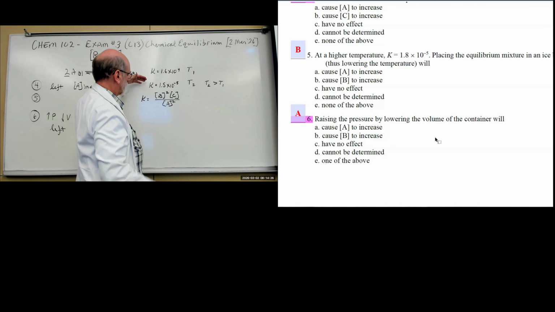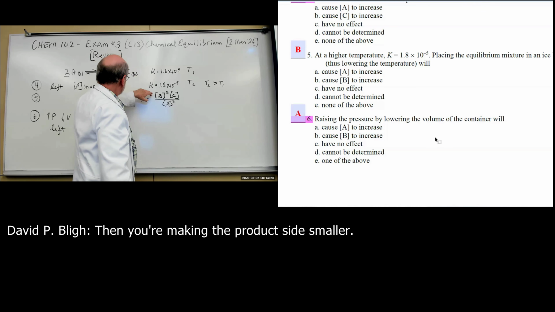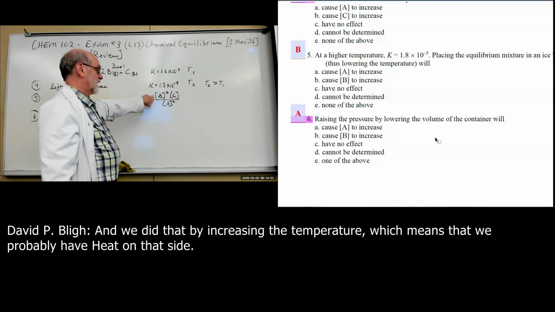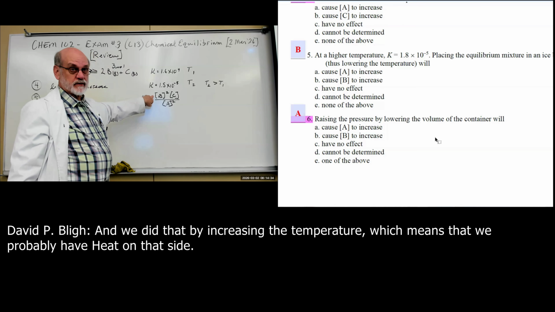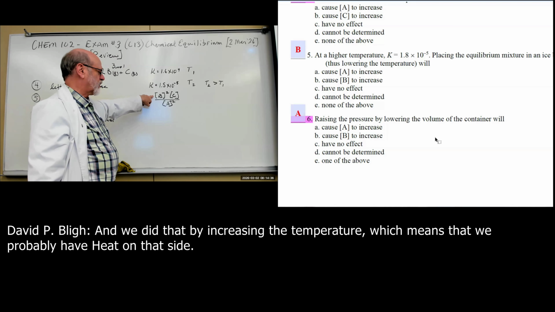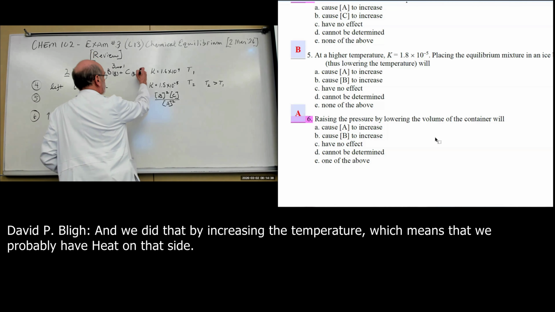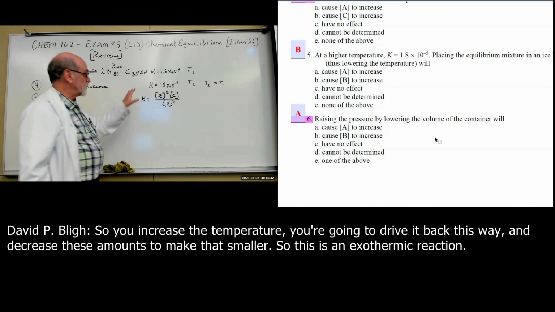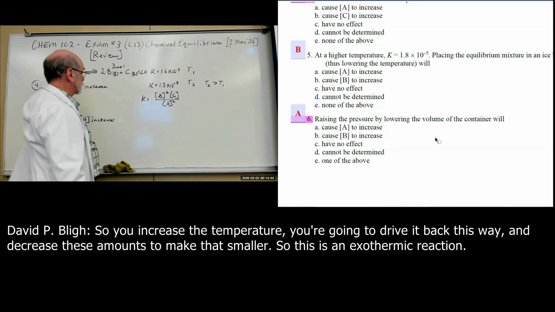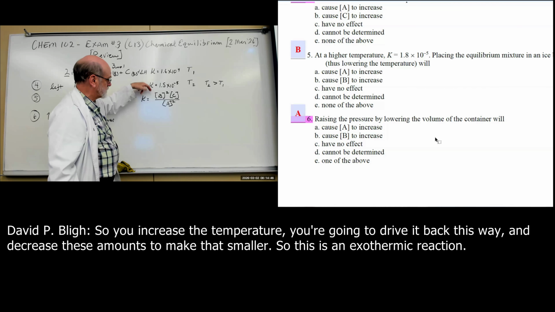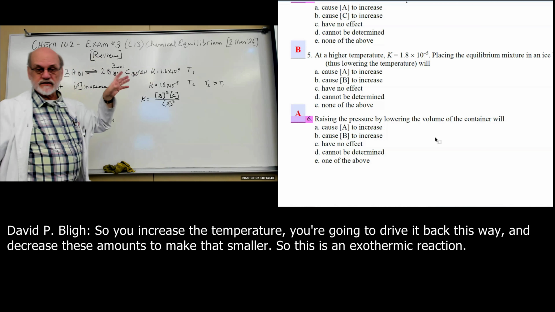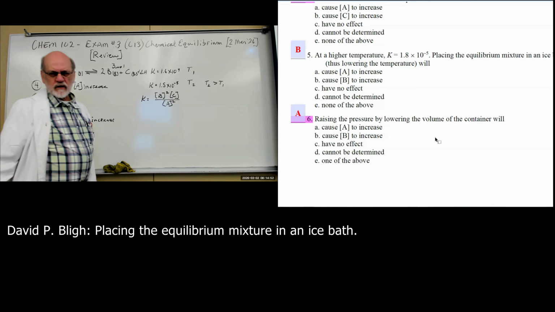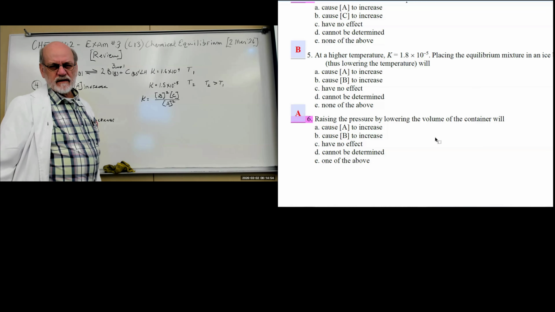If you're making this smaller, then you're making the product side smaller. And we did that by increasing the temperature, which means that we probably have heat on that side. So you increase the temperature, you're going to drive it back this way and decrease these amounts to make that smaller. So this is an exothermic reaction. Placing the equilibrium mixture in an ice bath.